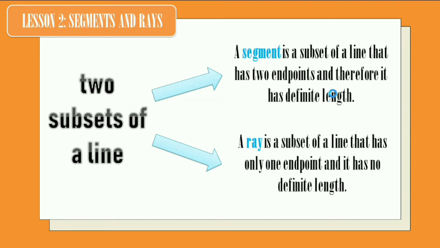Another one is the ray. A ray is a subset of a line that has only one endpoint and it has no definite length. So, kung yung ating segment ay may definite length, ang ating naman ray ay wala kasi meron lang siyang one endpoint at nag-e-extend siya in one direction. So, pag pinutol natin yung line ng isang part lang, ayun na yung ray.